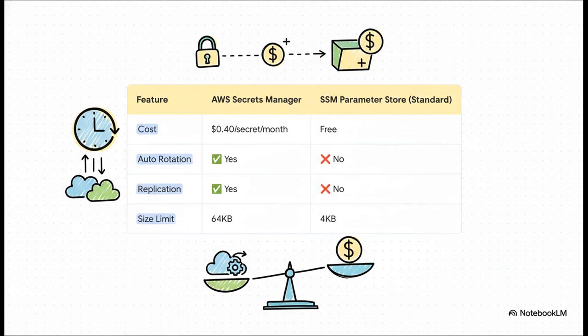Automatic rotation? Nope, that's only in Secrets Manager. Easy, out-of-the-box cross-region replication? Again, that's a Secrets Manager thing. So here's the architect's rule of thumb. If you need automated rotation or multi-region support, that 40 cents for Secrets Manager is almost always worth it. If you don't, then Parameter Store is the smart, cost-effective way to go.